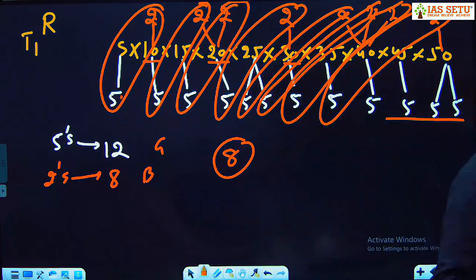If the number of 2s is less, 2 will decide. If the number of 5s is less, 5 will decide. So the lesser number decides the number of zeros. Let me take one more example.